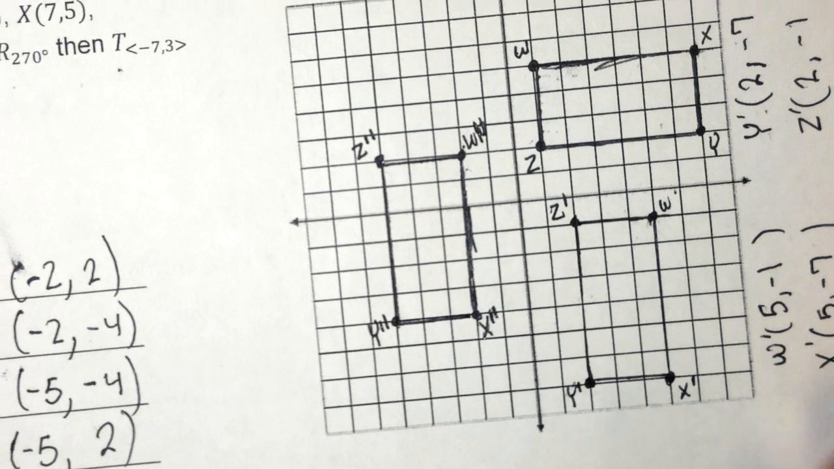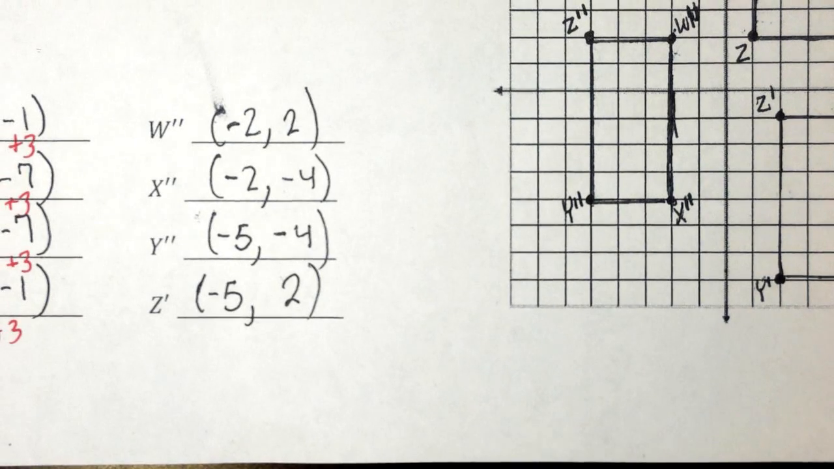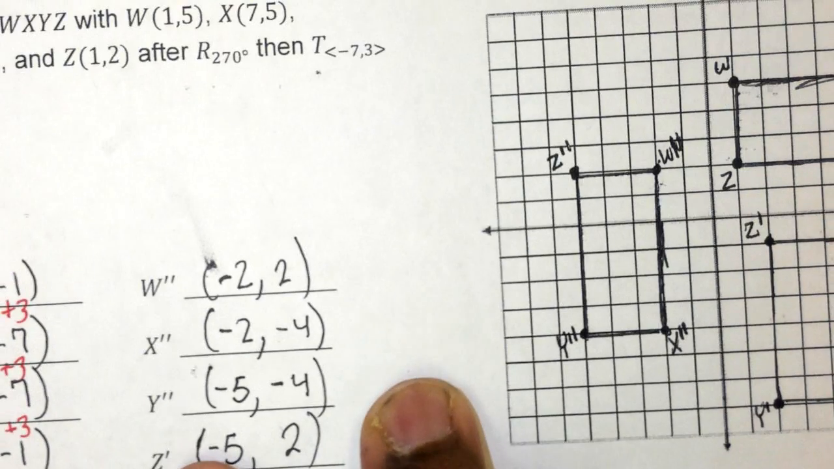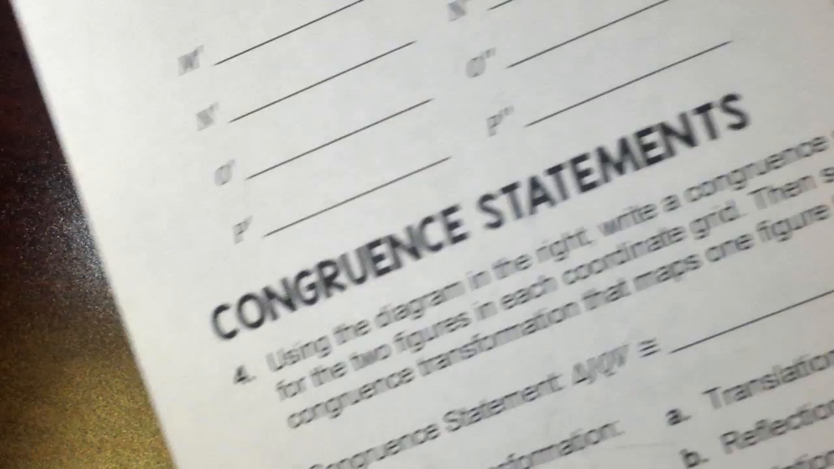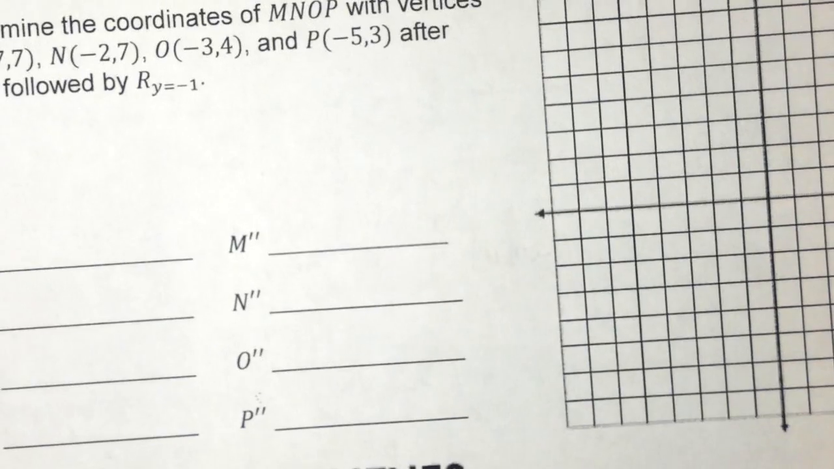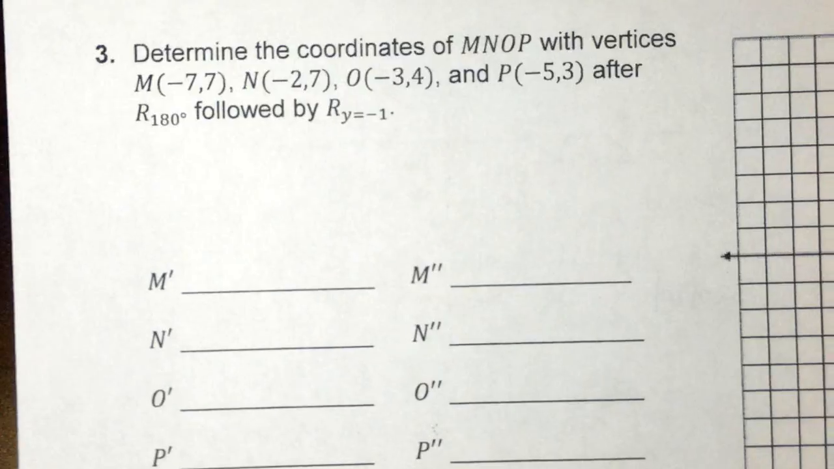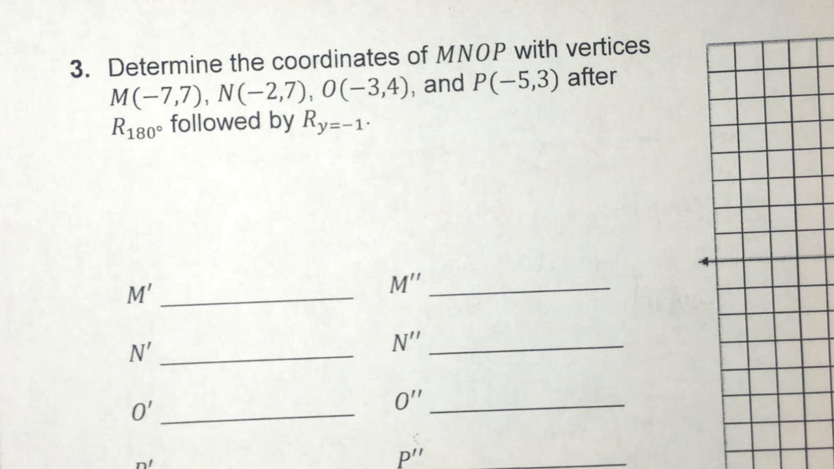Alright, so that should be a final image after the rotation and then the translation. And your coordinates should be over here. And if you get ready, flip to the back. On that one, MNOP. Just want to make sure y'all understand what to do.